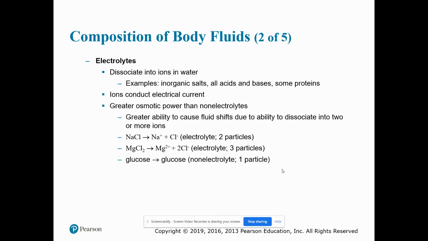So, for example, sodium chloride is going to dissociate into the cation sodium and the anion chloride. And so this is two particles. We have magnesium chloride, which will dissociate into magnesium, and then two chloride ions. And so this is three particles, whereas a glucose does not dissociate, and so it's just one particle.